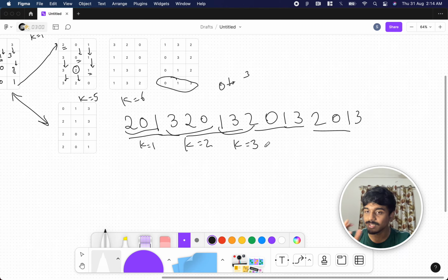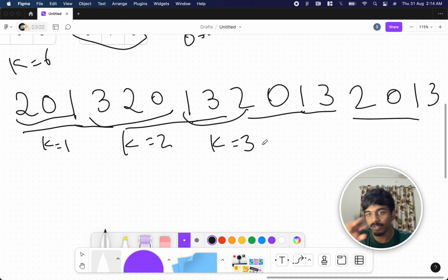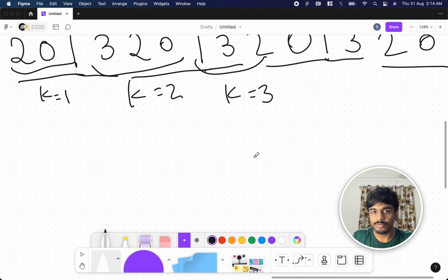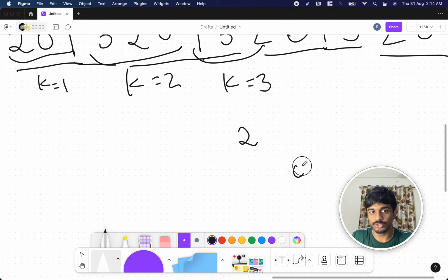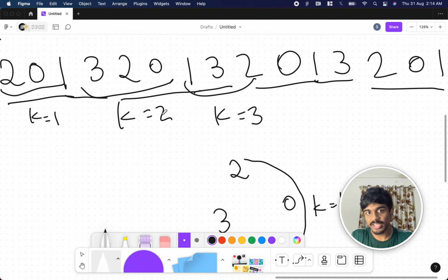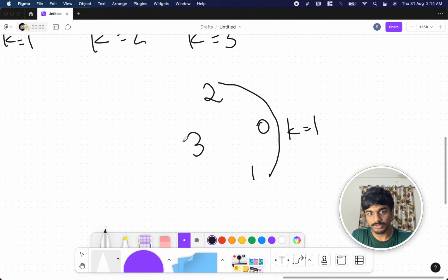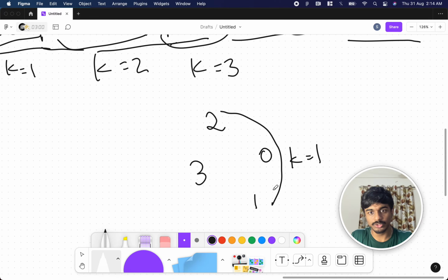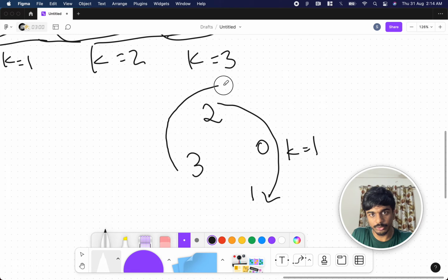So what happens is it is continuous. One good thing is it is continuous. So in this scenario, it is doing a clockwise operation. If you don't know, we can write it in a circle, 2 0 1 3. Okay, so in the first scenario, these are k equal to 1. Now if k equal to 2, it's 320, right? So 201 is here, this is 320.